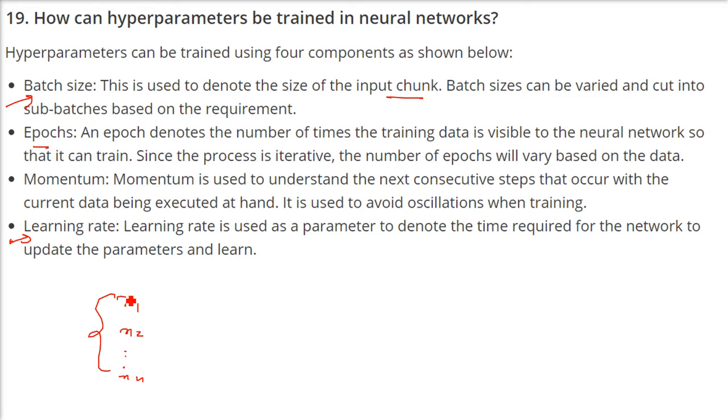Epochs denotes the number of iterations in which the training set is visible to the neural network so that it can train. This is iterative. The number of epochs will vary based on the data. So let us talk about learning rate. Learning rate is used as a parameter to denote the time required for the network to update the parameters and learn. It is between 0 to 1. You can have any value. We have to be very specific with the chosen value. Momentum is used to understand the next consecutive steps that occur with the current state being executed at hand. Because sometimes there is an oscillation problem. So in order to avoid this oscillation while training, we need a proper momentum value to be set.